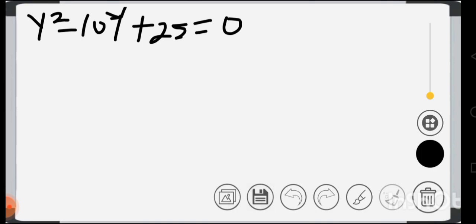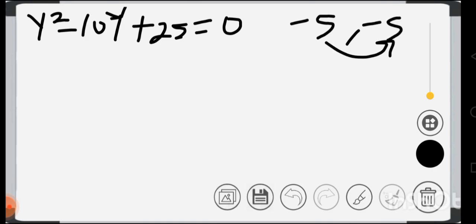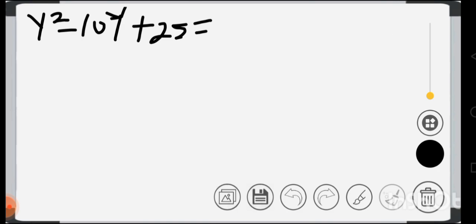So those two numbers will be minus 5 and minus 5. So minus 5 times minus 5 will be 25. Minus 5 plus minus 5 will be minus 10. So those are the two numbers we are going to use to replace that minus 10y that is there. Because if you multiply minus 5 times minus 5, you have plus 25. If you add minus 5 to minus 5, you have minus 10.